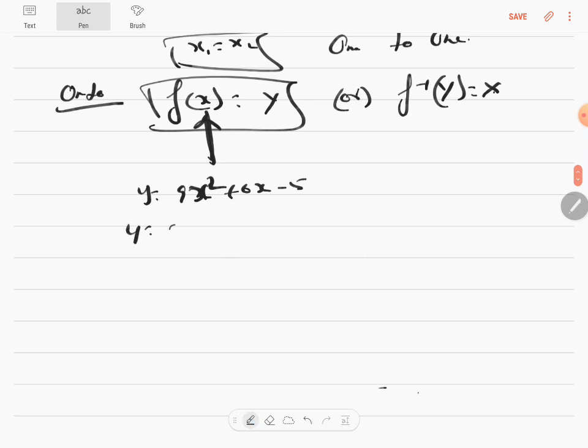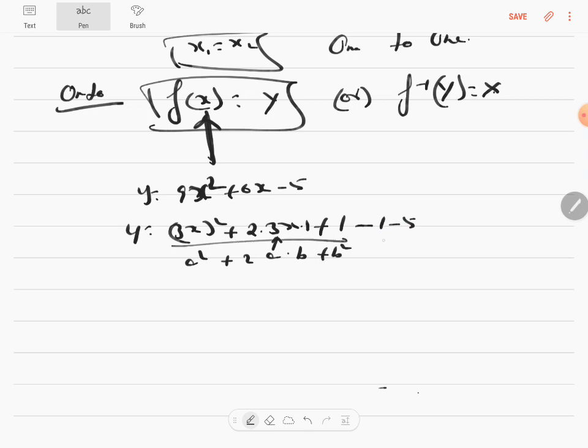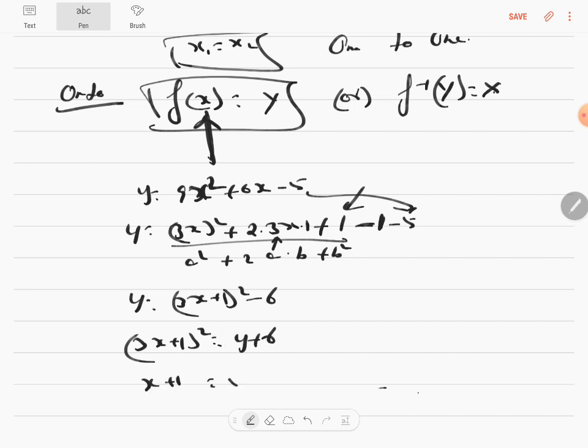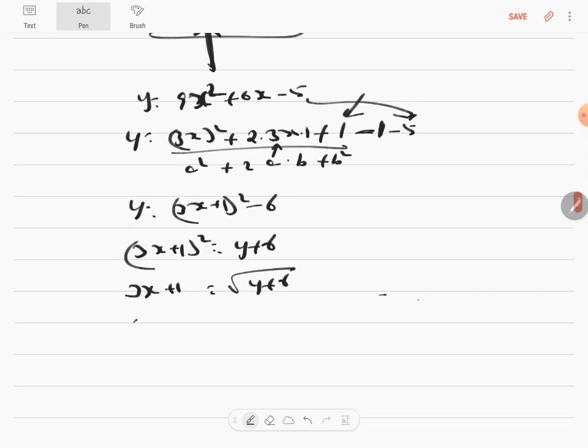So you have to do completion of the square: (3x)² + 2 into 3x. This is like a² + 2ab, where b is obviously 1, plus 1 - 5. In order to have b², I have to include a plus 1, and I can't randomly add a 1, I should subtract a 1 and bring the minus 5 here. So this becomes (3x + 1)² - 6. So (3x + 1)² = y + 6, 3x + 1 = √(y + 6), 3x = √(y + 6) - 1, and x = (√(y + 6) - 1)/3.